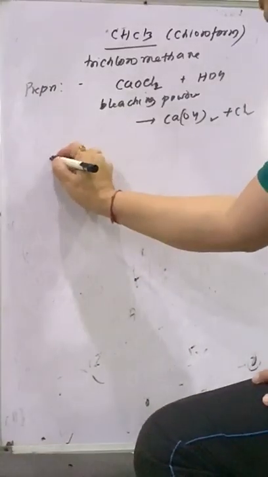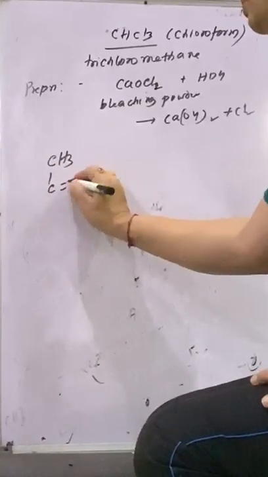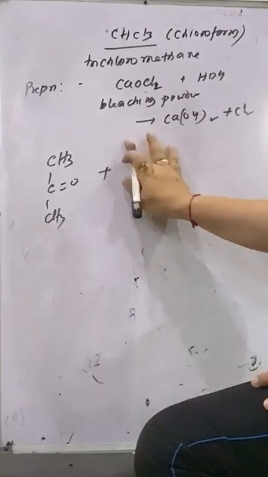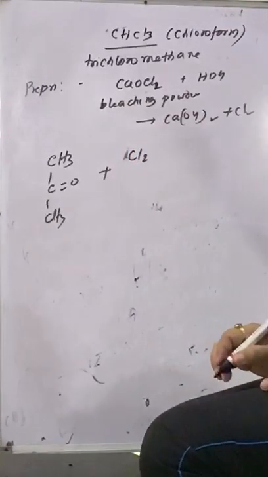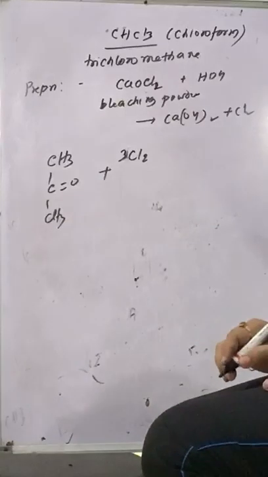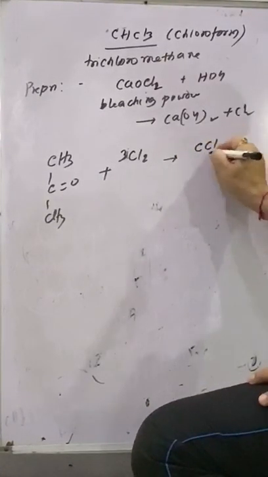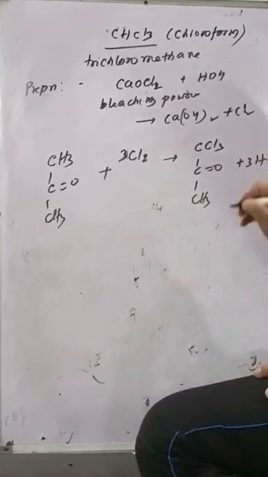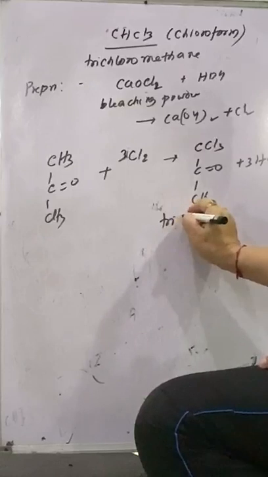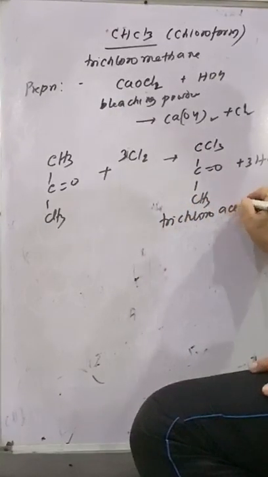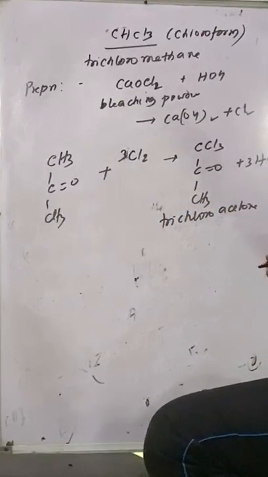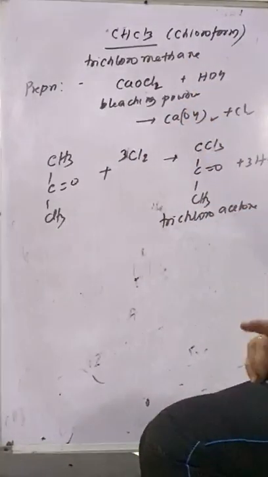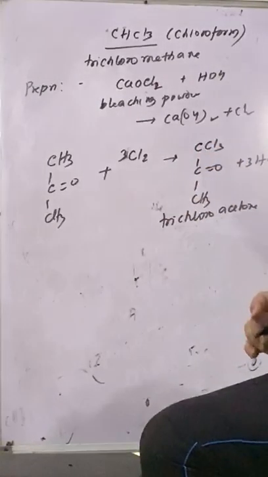So what should we do? You take CH3COCH3, this is acetone. You treat this acetone with chlorine, taking 3 molecules of chlorine. So this becomes CCl3COCH3 plus 3HCl. This is called trichloroacetone. So the bleaching powder plus water is converted into calcium hydroxide plus chlorine, and you are taking trichloroacetone.